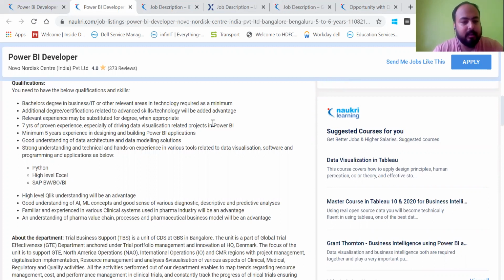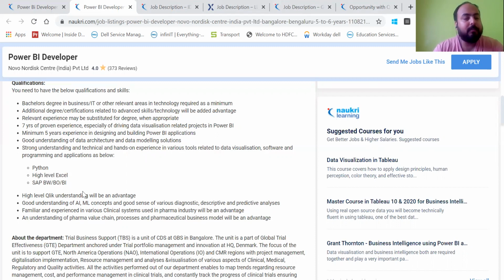Don't be excited. Come down and see here, strong understanding and technical hands-on experience in various tools related to visualization applications like Python, high-level Excel, SAP BW, BO, and BI. High level Qlik understanding will be an advantage. Then also a good understanding of AI ML concepts and a good sense of various diagnostic, descriptive and predictive analysis. Also, if you are applying here, you should have a bit of experience in the pharma and pharmaceutical business.